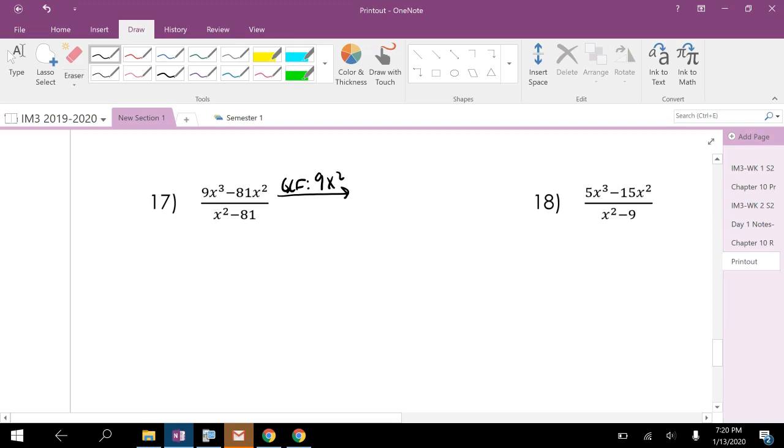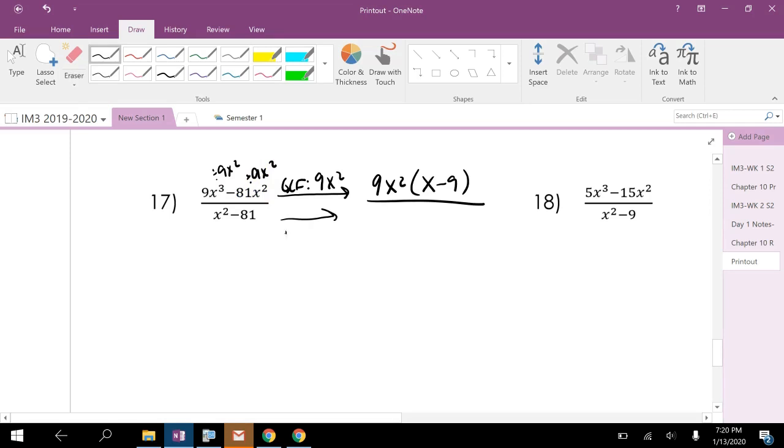Make sure that you take out the x squared because that's also common. So 9x squared is going to be written on the outside. Remember, you're dividing both these pieces now by 9x squared. Well, 9x cubed divided by 9x squared, that's just going to get me x. And then negative 81x squared divided by 9x squared is going to just leave me with a negative 9.